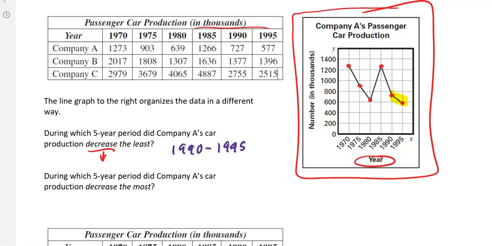And then the next question says, during which 5-year period did Company A's car production decrease the most? When did it decrease the most? So when did it go down the most? Where does it have the steepest downward motion? So we can look at our graph and go, oh, look at here. This is where it went down the most. From here to here, that's a lot that it went down in that 5-year period. So that would be from 1985 to 1990.